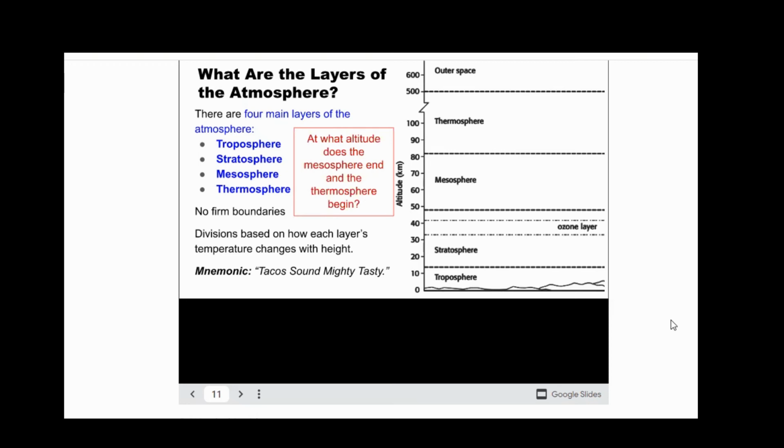So looking at this image, you should be able to tell where the border between the mesosphere and thermosphere is at. So this is your altitude over here on the left. So figure out where that border is.